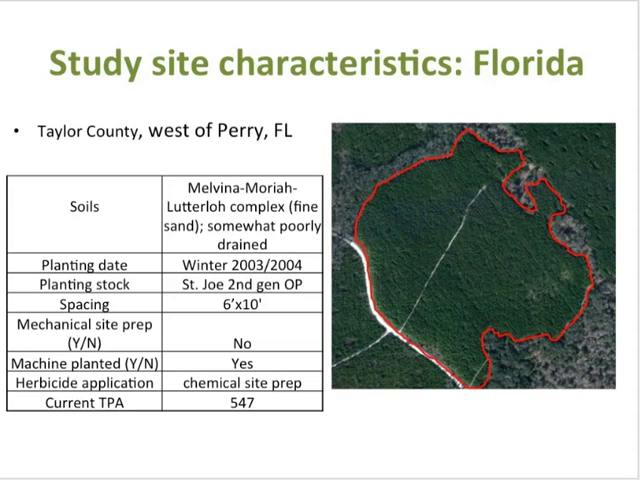what I mean there is it was not bedded. The site was machine planted. It did receive some chemical site prep, although I'm unsure of the exact treatment. And an age 1 cruise, although a light sample, revealed 547 trees per acre.